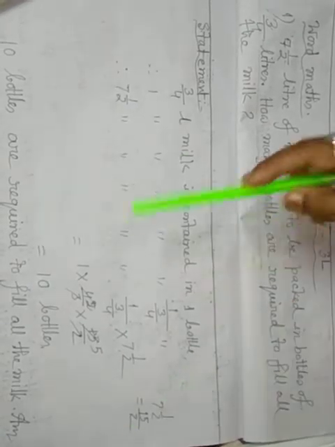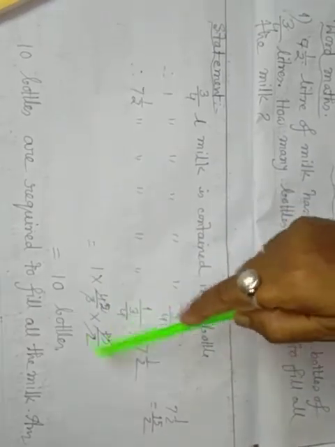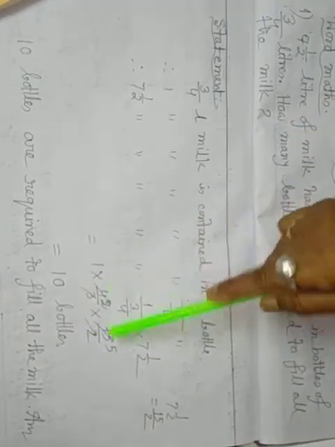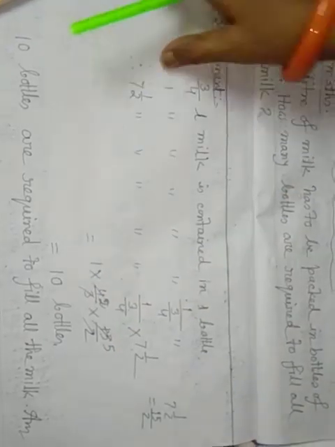7 1 by 2 means 7 2s are 14, 1 is 15 by 2. So 1 divided by 3 by 4 means 4 by 3 into 15 by 2. So 4 2 2s are 4, 3 5s are 15, 5 2s are 10. 10 bottles. 10 bottles are required to fill all the milk. Answer.